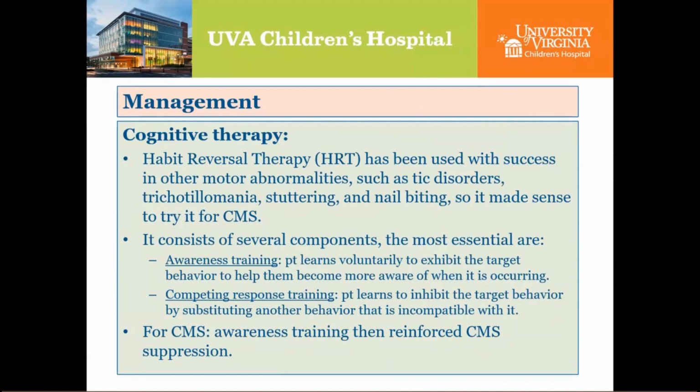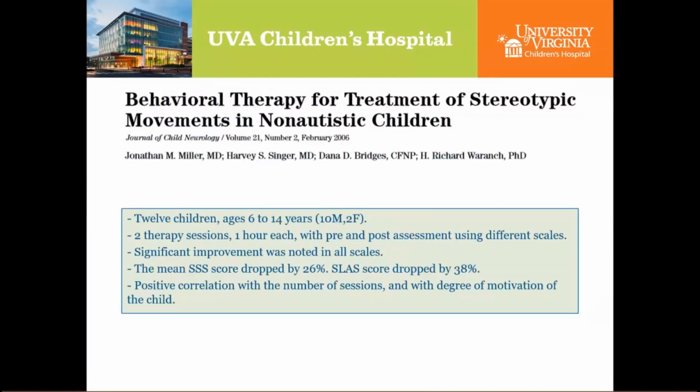And the first study on this topic came out in 2006. They basically examined 12 children using this type of therapy. This one was provided with psychologists and therapists, and they reported a drop in the severity score for motor stereotypies. But the issue that we have is that we have a limited number of therapists, and we don't always have the availability to refer patients to therapists that are able to provide the cognitive therapy.